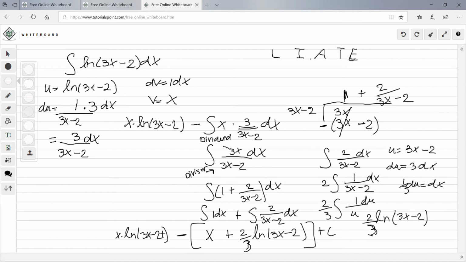So our final answer should be x times ln of 3x minus 2, and then distribute this negative, so it's going to be negative x minus 2/3 ln of 3x minus 2 plus c. This should be your final answer.